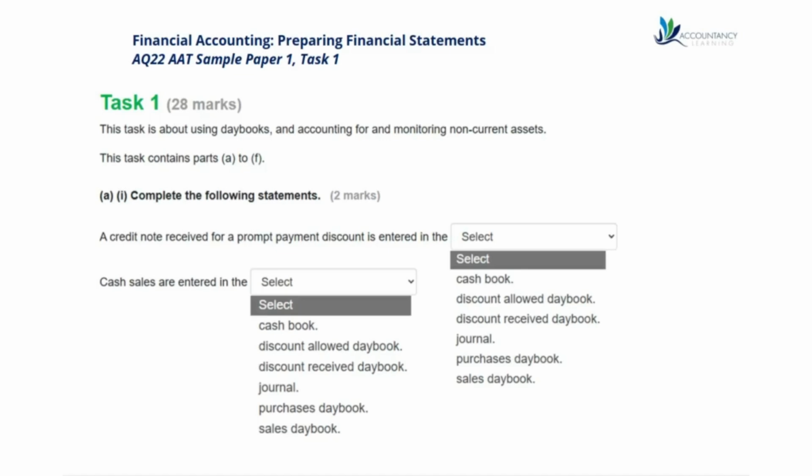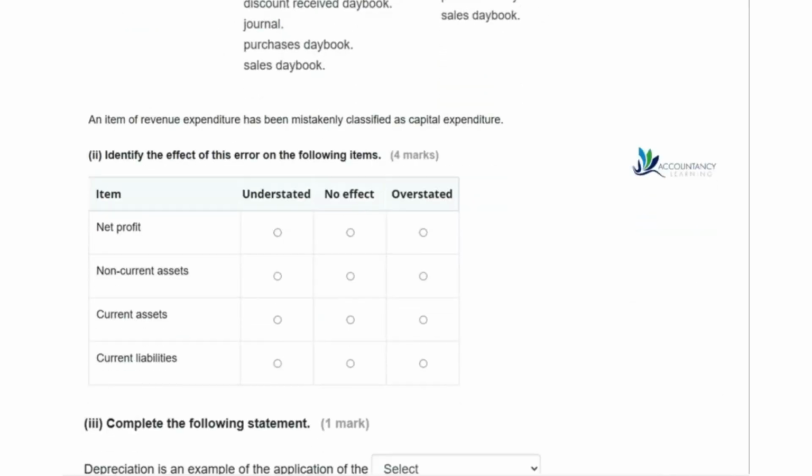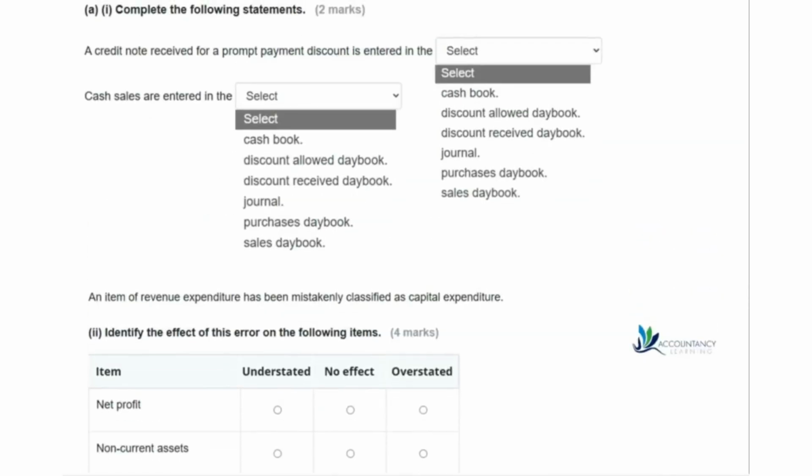In this video, I'll take you through the Level 3 Financial Accounting Sample Paper 1 Task 1. So Part A, we've got some statements that we need to complete. A credit note received for a prompt payment discount is entered in the... So we've received a credit note for a discount, so we've received a discount, therefore it will go in the discount received daybook.